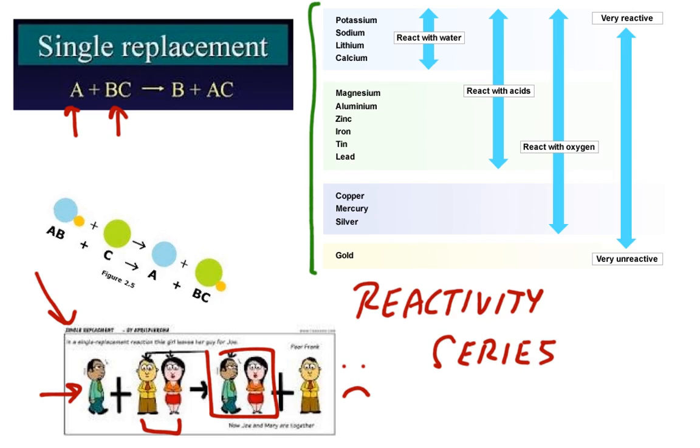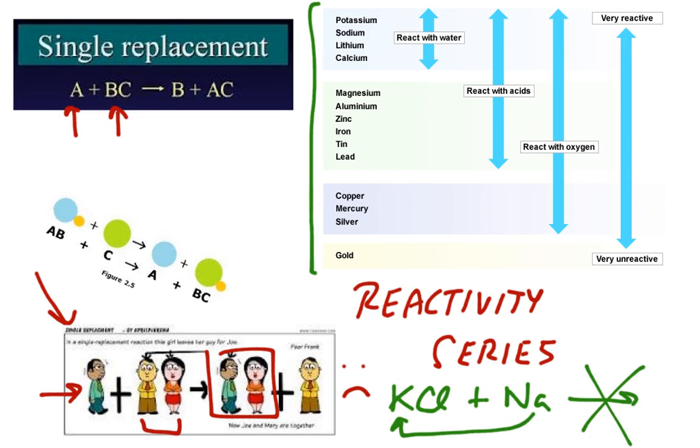In the case where we have something like KCl plus sodium, because sodium is trying to take the place of potassium, this reaction will not take place. The reaction will not proceed. So if you were to mix sodium with potassium chloride, all you would end up with is potassium chloride and sodium. No reaction would take place, and it would be a physical mixture, not a chemical reaction.